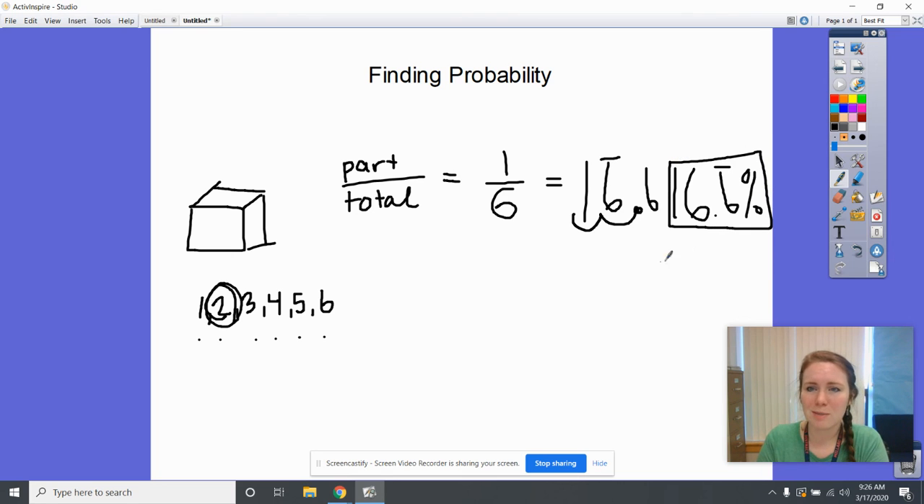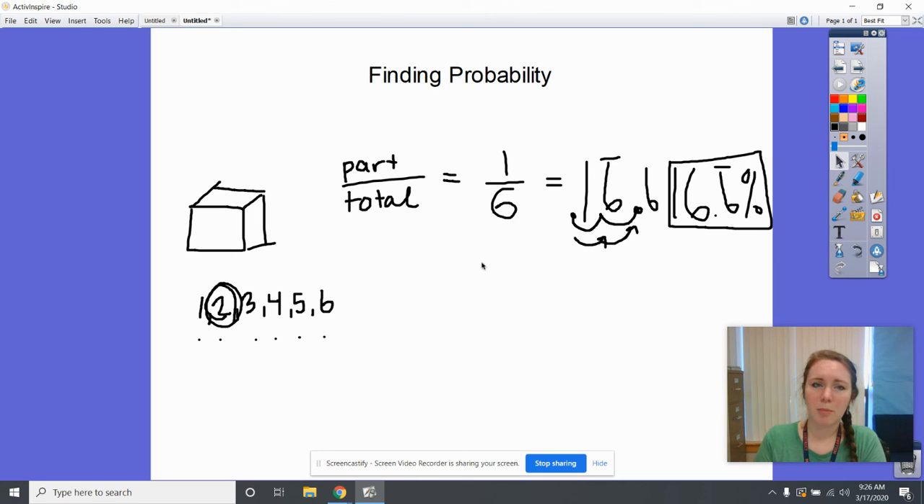Make sure you read the directions. It might say round to the nearest decimal or round to the nearest whole number, but that is how we find or turn a fraction into a decimal, and then move it 2 decimal spaces to the right. So moved it 2 spaces to the right, and that turned it into a percent for us.